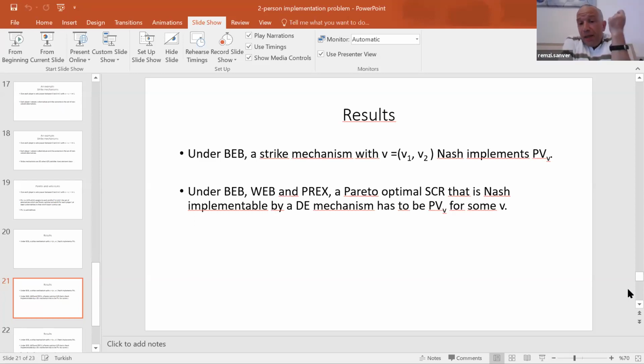So anything, in the two-person world, any Pareto optimal social choice rule which is Nash-implementable by a deterministic in equilibrium mechanism has to be a Pareto-and-veto rule. So indeed, the Pareto-and-veto rules characterize the class of social choice rules which are Nash-implementable via deterministic in equilibrium mechanisms when we have two individuals only. Well, I think I will stop here. There are some other results, but this is, I think, the main point of the paper.